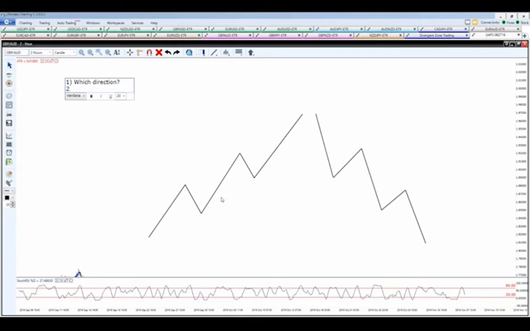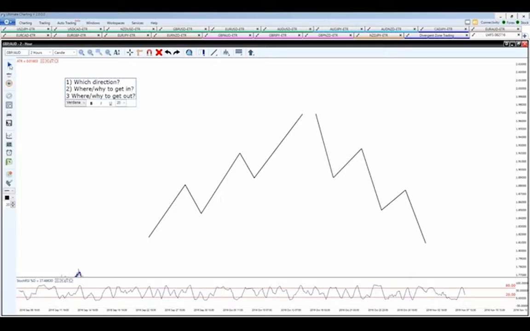Number two, we need to determine where and why to get in to the trade. And then number three, where and why to get out.